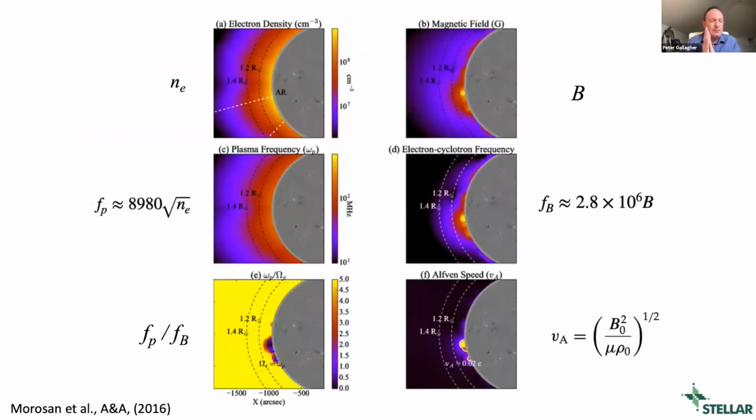And here's a nice plot that came from a paper by Diana Morrison in 2016. It shows the electron density and the magnetic field from a PFSS model, but also you can then calculate a map of plasma frequencies or electron cyclotron frequencies. You can look at the ratio of them, and that's important for looking at, say, electron cyclotron maser emission, or at looking at Alfvén speed as well, and where a shock might form.